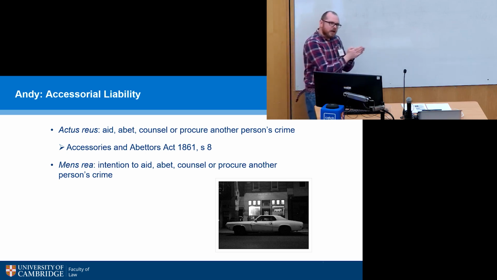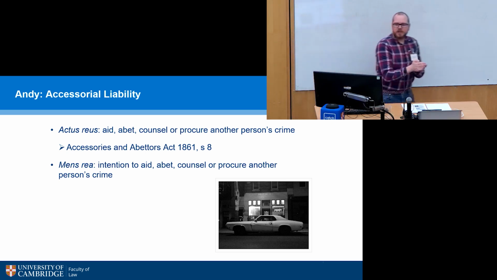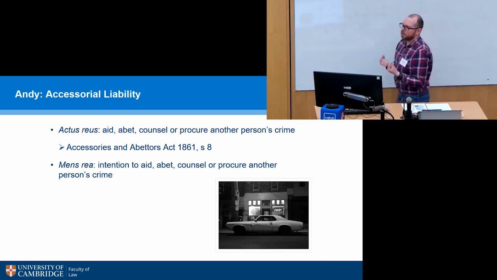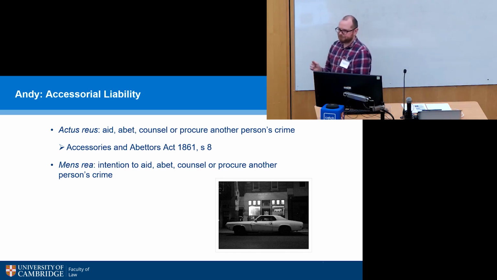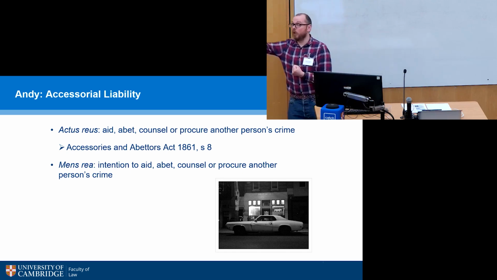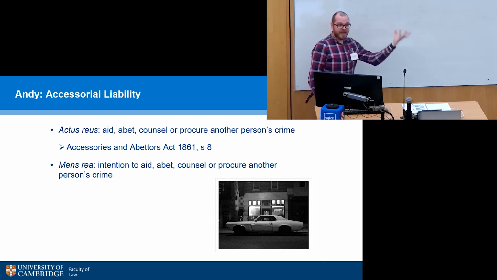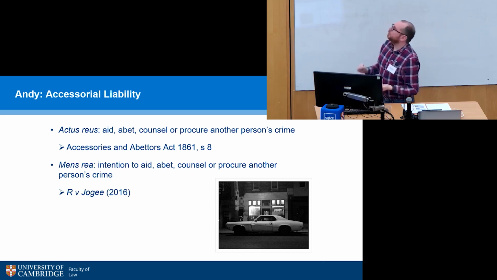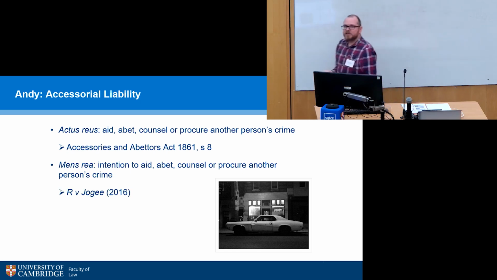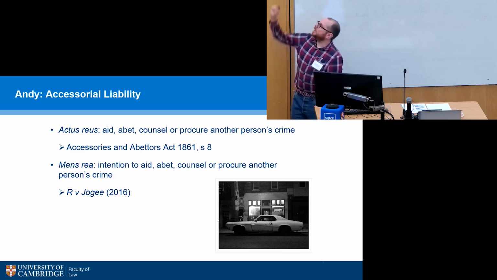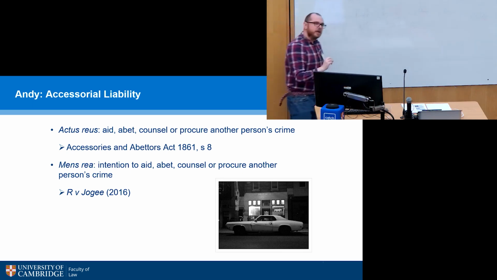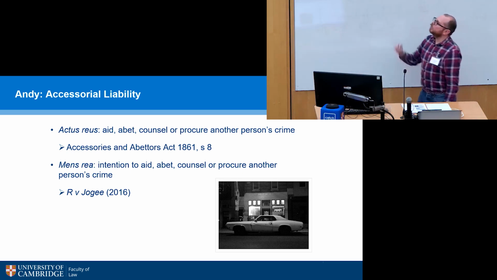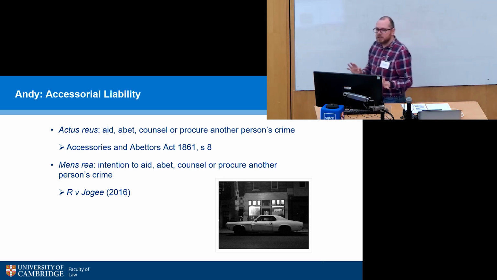The mens rea that goes alongside that actus reus is the intention to aid, abet, counsel, or procure another person's crime. So you have to intend to help someone commit a crime, or intend to encourage them to commit a crime. Now, remarkably, we've only been sure about that in the last decade. That test comes from a case called Jogee, which was decided by the Supreme Court in 2016. And we'll come to look later at what Jogee replaced.